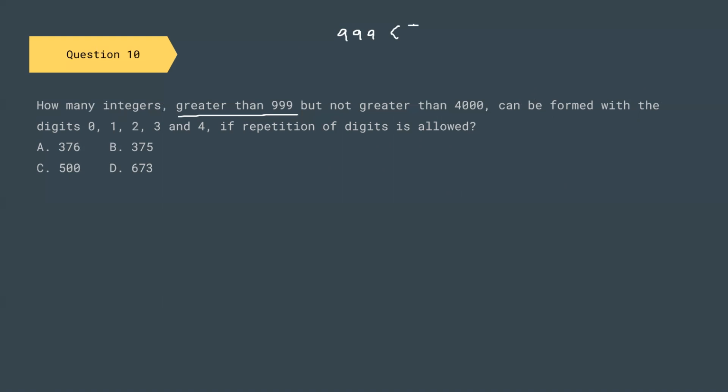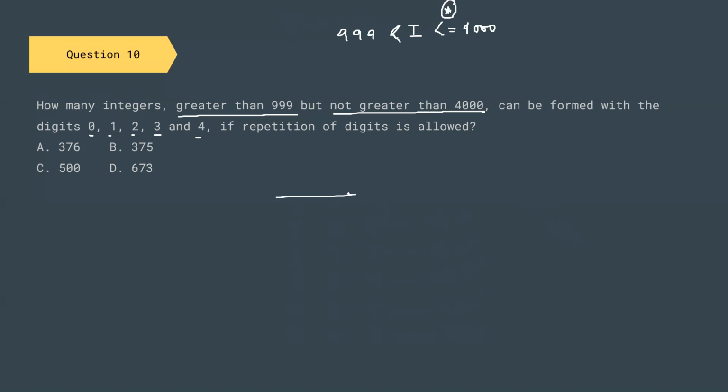999 is greater than I, but not greater than 4000. So not greater than 4000, that means I can be equal to 4000. This is our important information. The integer I can be formed with the digits 0, 1, 2, 3, 4 if repetition of digits is allowed. So the integer should be greater than 999, but it should be less than or equal to 4000.